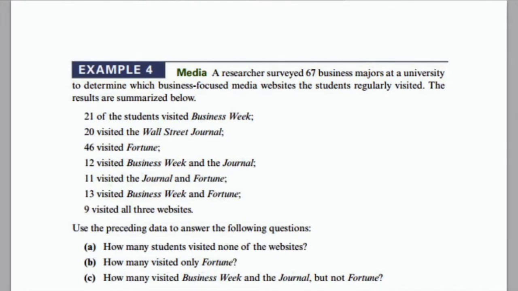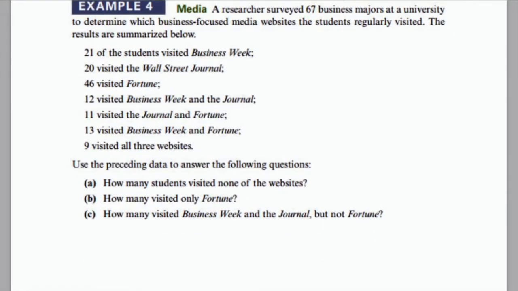So let's do example 4. Again, this is the same thing, but this time we have researchers surveyed 67 business majors at a university to determine which business-focused media websites the students regularly visit. The results are summarized below: Business Week, Wall Street Journal, Fortune, and the rest are combinations of. So we have to do our Venn diagram.